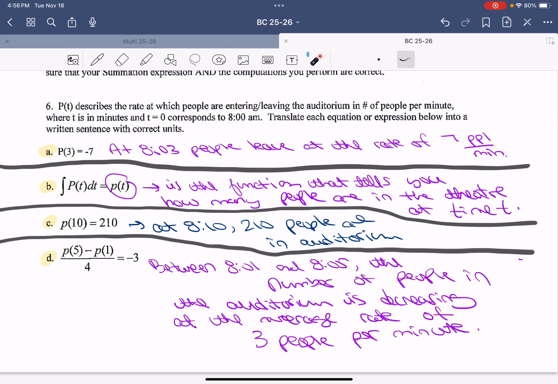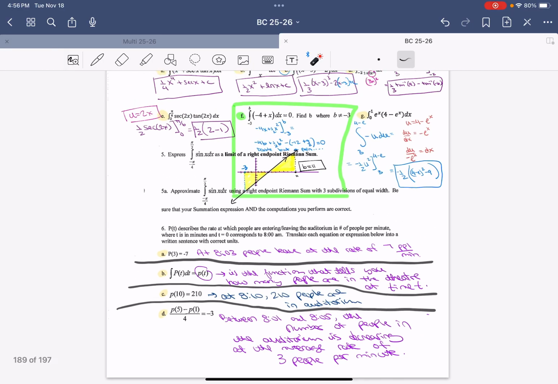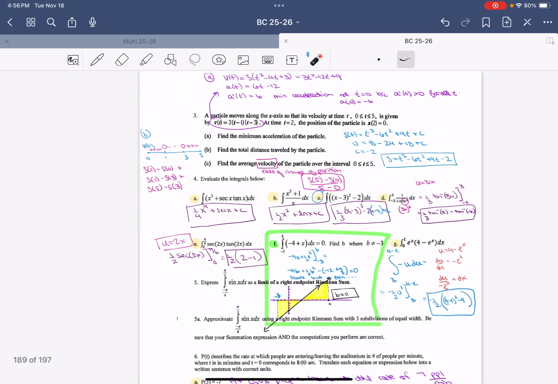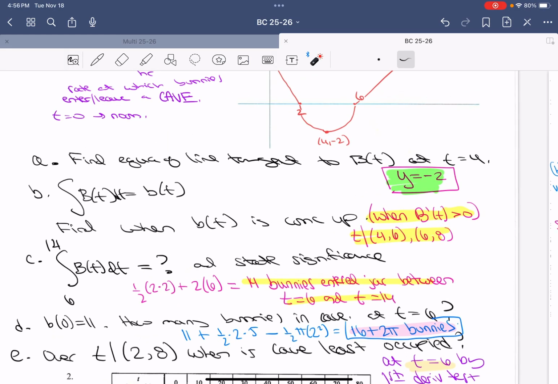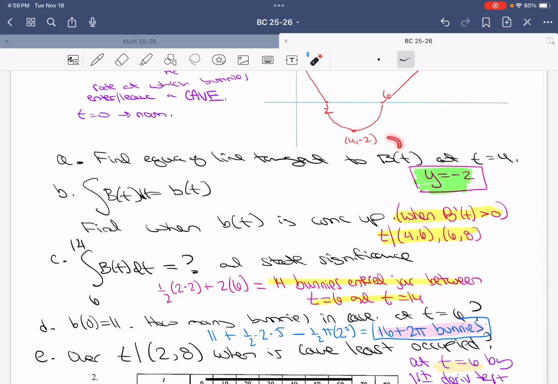Again, leaving at the rate of 7 people per minute, leaving implies the negative. Okay, and then here is the answer to question number 1. The equation of the line tangent to capital B at t equals 4 is a horizontal tangent line, y equals negative 2. The indefinite integral of capital B is the little b function, so this function would tell you the number of bunnies in the jar, okay?